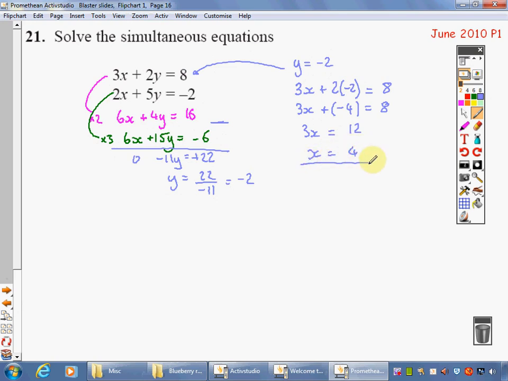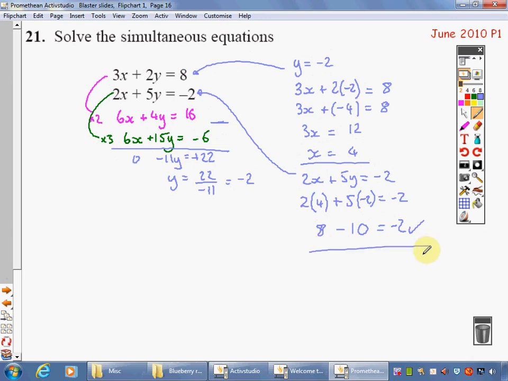I'm now going to check both values in the second equation there that I haven't used yet. So I've got that 2x plus 5y equals minus 2. So 2 lots of the 4 plus 5 lots of minus 2 should equal minus 2 if I'm correct. 2 4s are 8. Minus 10 equals minus 2. It does. I know I've got that correct. Okay, there's quite a lot of work in there. I hope that's just jogged your memory as necessary.